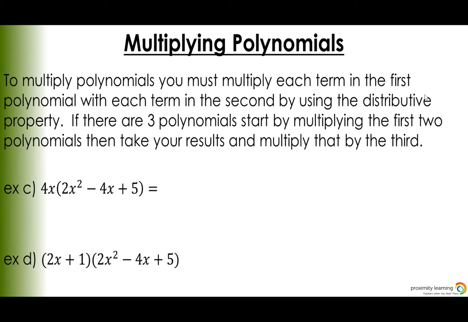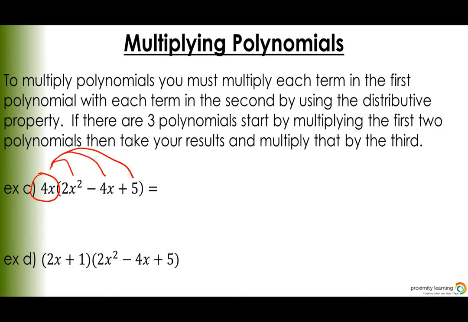Okay. So when you're multiplying polynomials, you must multiply each term in the first polynomial with each term in the second. Okay. So we have the first term right there. What we're going to do, using the distributive property and some previous knowledge of properties of exponents, is multiply the first term with everything in the second polynomial. All right. So we're going to do 4x times 2x squared. Then we're going to do 4x times negative 4x. Then we'll do 4x times negative 5.